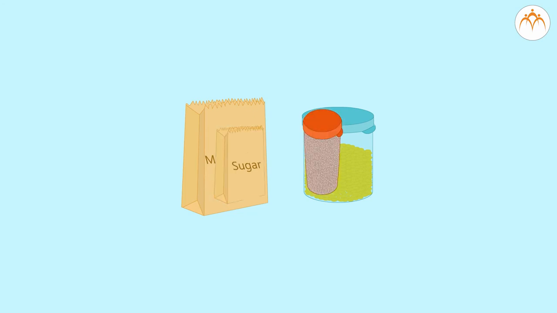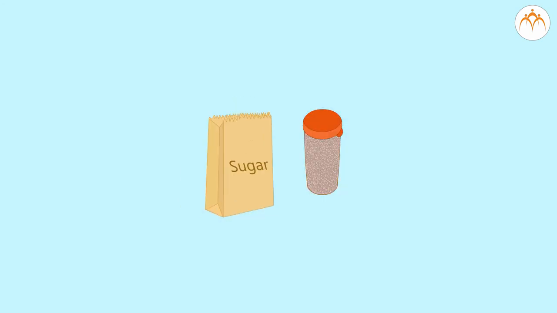Once mother told me that the container is small and the sugar is more. I did not really think so. The container was taller than the bag of sugar, but mother said, no, the sugar has more volume than that of the container. We all have a basic notion of volume clear in our minds.